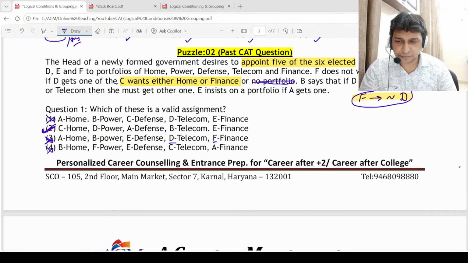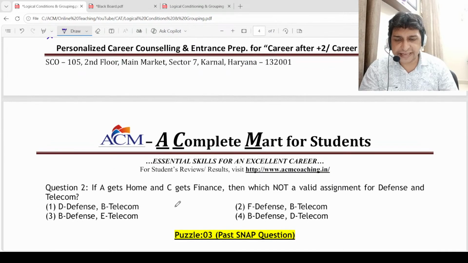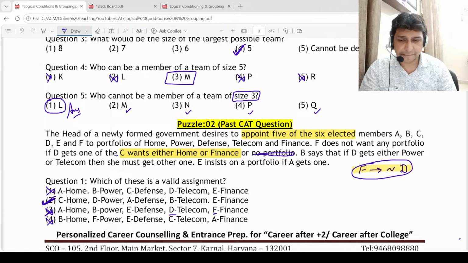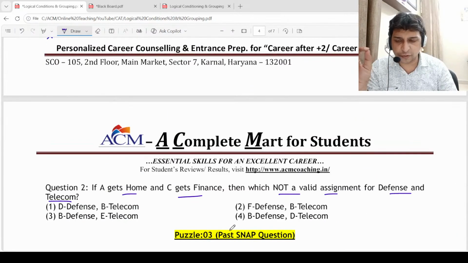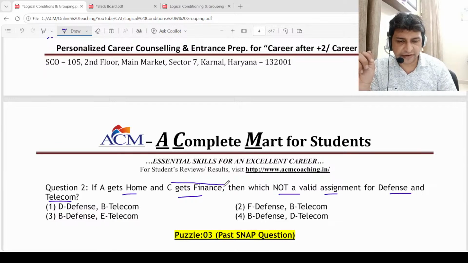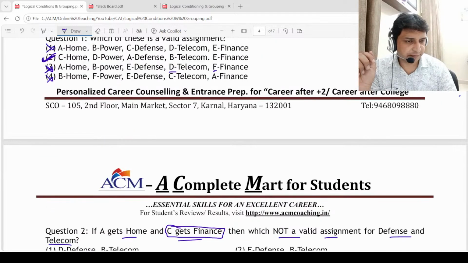Question number 2. If A gets home and C gets finance, then which is not a valid assignment for defense and telecom? Now, A gets home and C gets finance. C gets finance, that is okay. Again, the first restriction, F and D should not be together. In none of the options are they together, so that is okay. C wants either home or finance, so we have given finance to C. That is also okay.